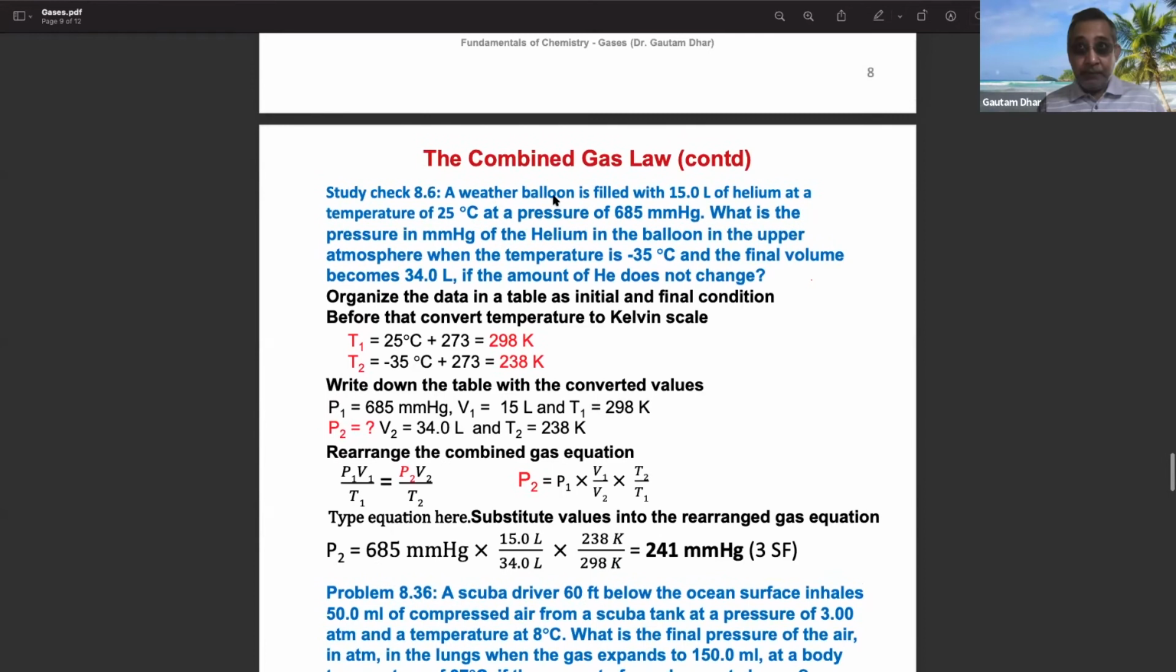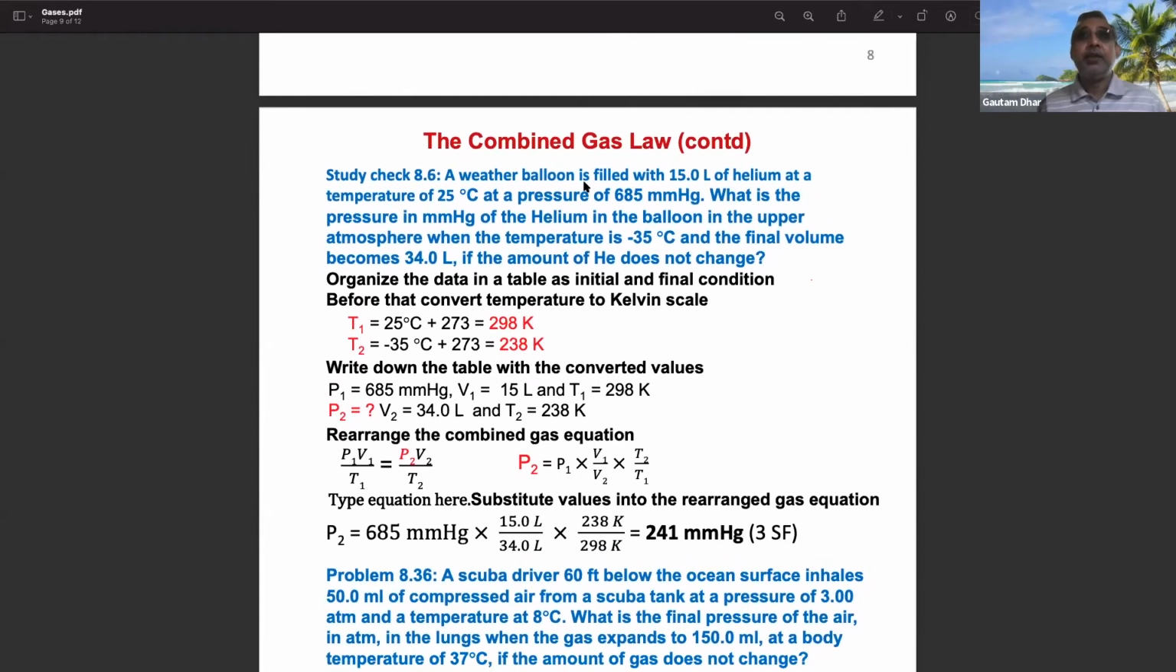This is another problem. Okay. So here, let's see. A weather balloon is filled with 15 liters of helium at a temperature of 25 degrees centigrade. So this is your V1. Okay. This is your T1. At a pressure of 685 millimeter of mercury. So this is P1.